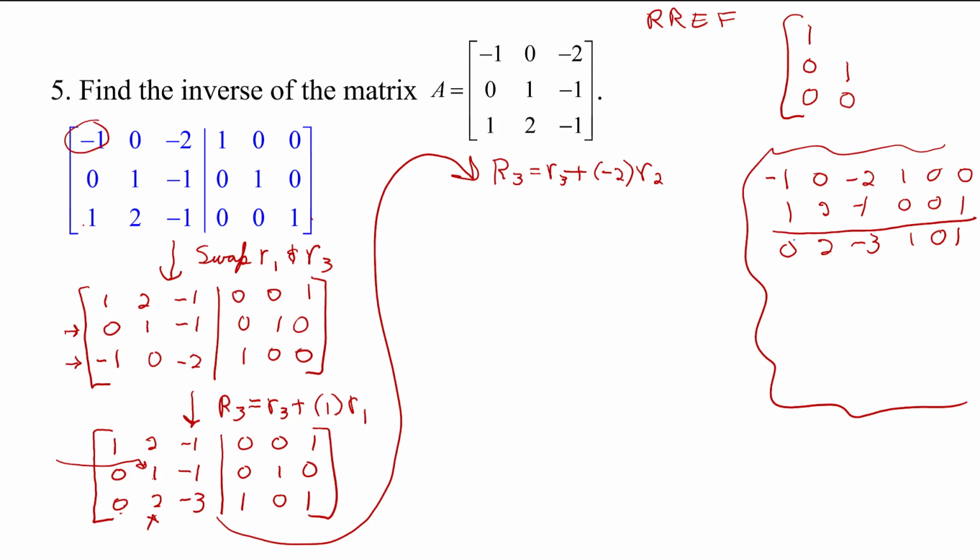Okay, on our scribble paper here, we have row 3, which is 0, 2, negative 3, 1, 0, 1. We're going to add to that negative 2 times row 2, which would be 0 times negative 2 is 0. 1 times negative 2 is negative 2. Negative 1 times negative 2 is 2. 0 times negative 2 is 0. 1 times negative 2 is negative 2. 0 times negative 2 is 0. We add these two together, giving us 0, 0, negative 1, 1, negative 2, 1. And this becomes our new row 3.